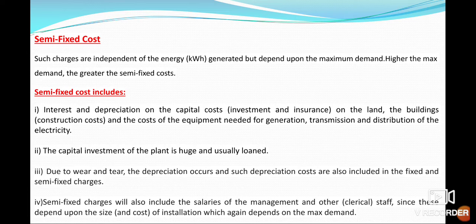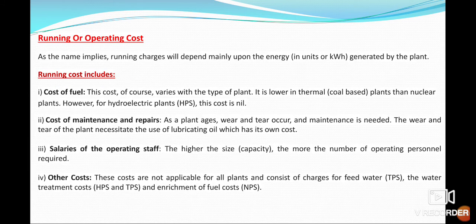And sometimes due to wear and tear, depreciation occurs, and such depreciation costs are also included in the fixed and semi-fixed charges. Next is the running or operating cost. As the name implies, the running charges will depend mainly upon the energy in kilowatt hour generated by the plant. Running cost includes the cost of fuel, the cost of maintenance and repairs, salaries of the operating staff and other costs. Cost of fuel varies with the type of plant.